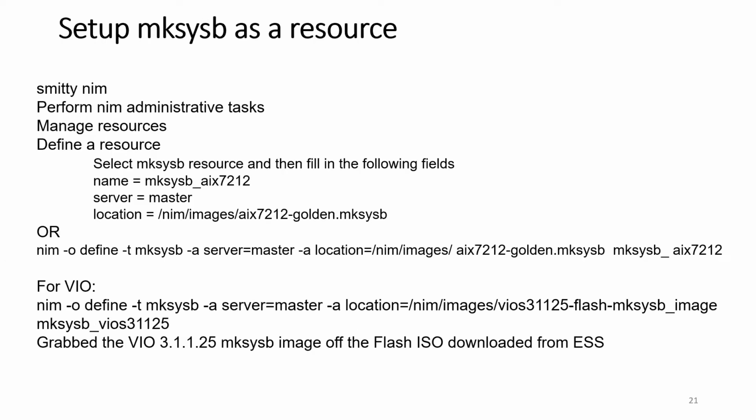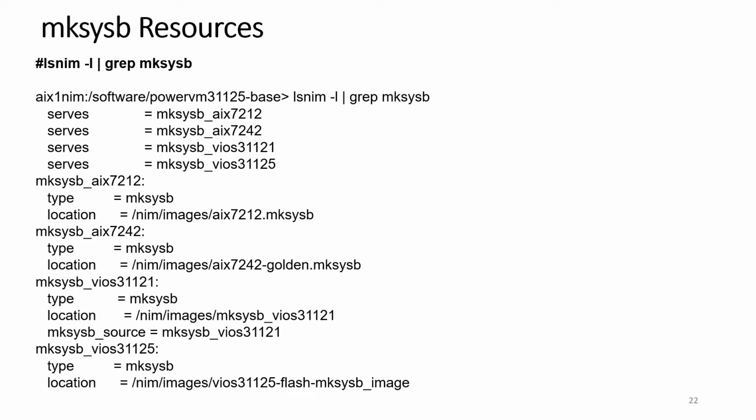So after you've set up the machine and your image data, you've got to set up your mksysb as a resource. And that's done simply: I copy my mksysb image into /nim/images, and then I define a mksysb resource, give it a name, and point it at the one that I created. So you do an lsnim -l on your mksysb and grep mksysb, and it will show you the mksysbs. And you can actually look at the individual mksysb images, and it will tell you where the files are for them.